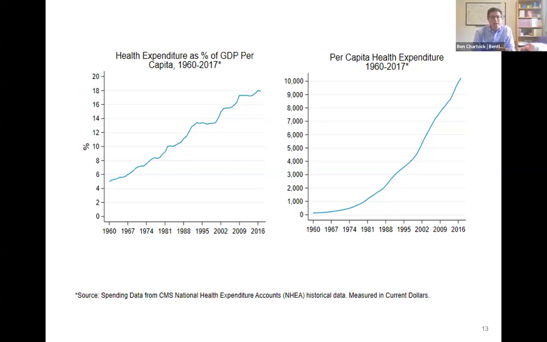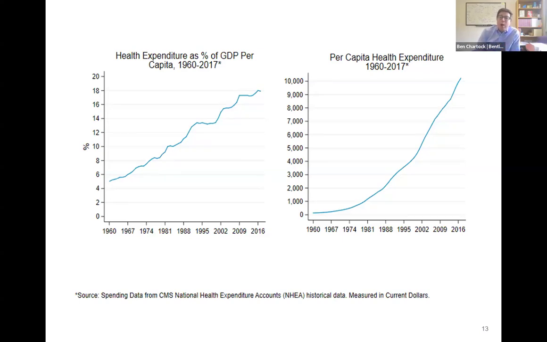Which means that in 1960, about 5% of gross domestic product, all the money that we spend on anything in the United States, was spent on healthcare. And by 2017, the end of this figure, and it's continued up, nearly 20%, 18% of our gross domestic product was spent on healthcare. In other words, 1 in every $5 in this country is spent on healthcare.